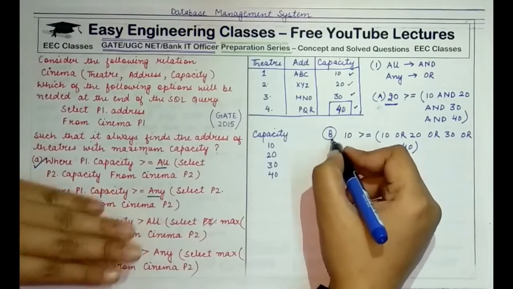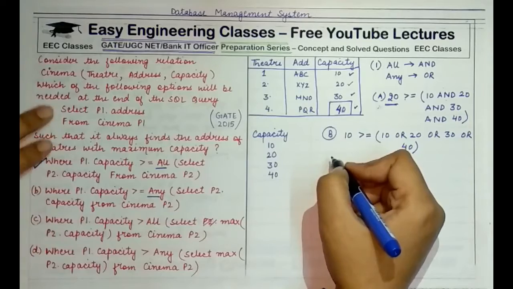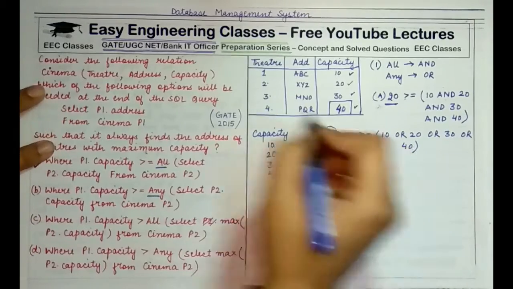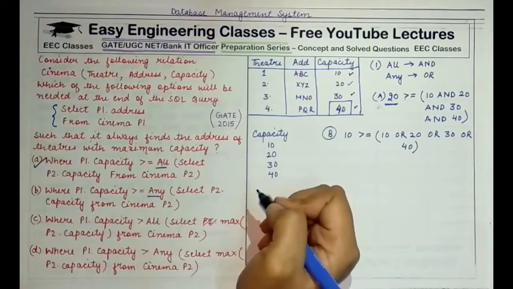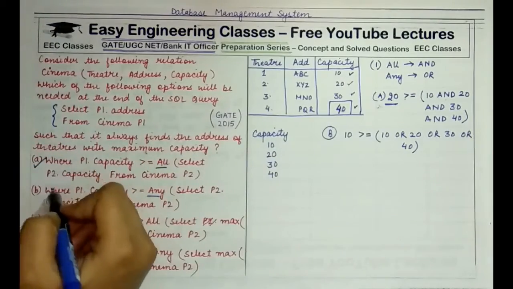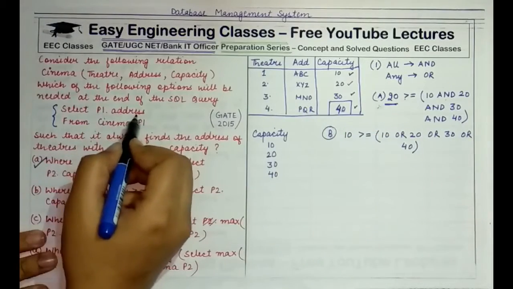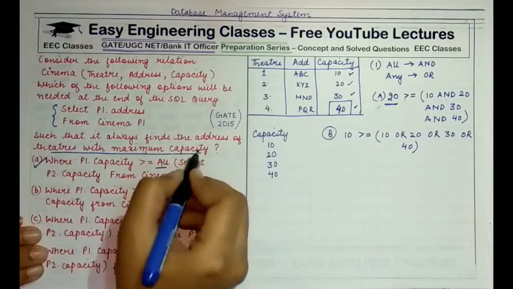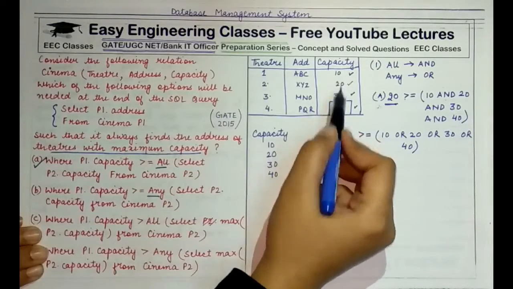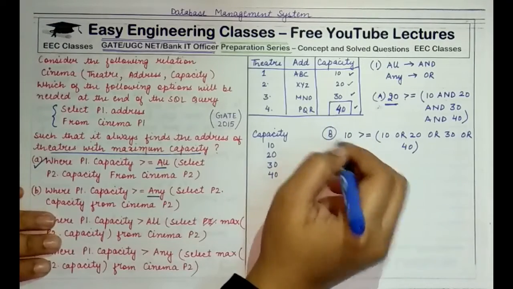In option B, if we use this statement as the last statement of this particular query, will this result in what we actually want? If we have chosen all these values and then we select their addresses, will we get the theaters with the maximum capacity? No, because these are not all the theaters that have the maximum capacity of 40. So option B is not correct.